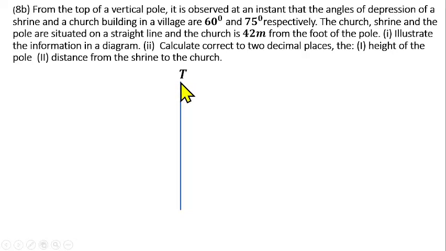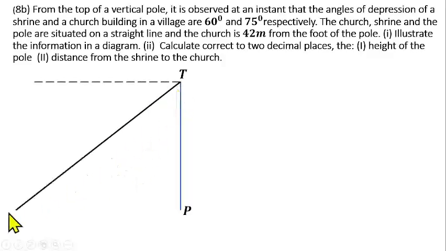So the question is, where will be the initial sight of the person on top of the building? Let's call the top T and the bottom P. Where will the person be looking initially before looking down? The person will be looking straight like this. Then the person now looks down, which is an angle of depression, 60 degrees, on the shrine. So the person leaves the initial sight and looks down.